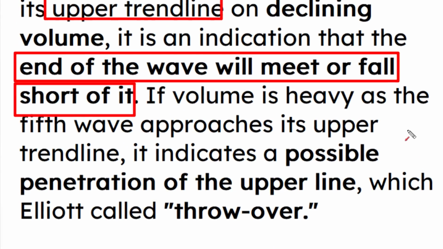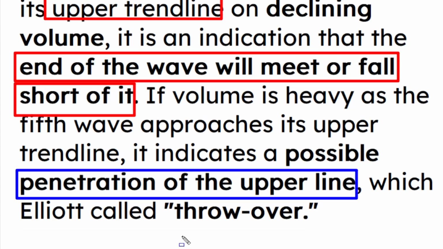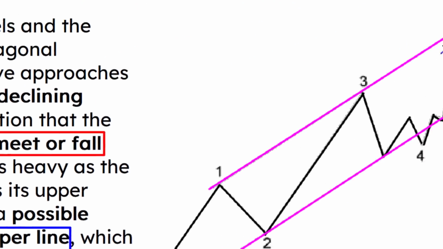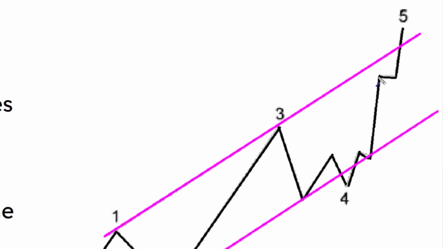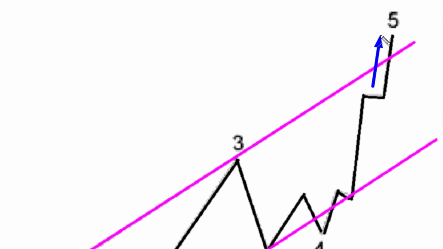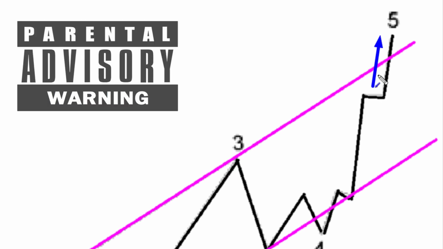However, they say this. They say if volume is heavy as the fifth wave approaches the upper trend line, it indicates a possible penetration of the upper line, which Elliott called throw over. So in other words, if we are rallying into this trend line resistance with increasing volume, it's more likely we're going to penetrate that line. So it's more likely the price will climb over and penetrate that line. And that's what's called a throw over.